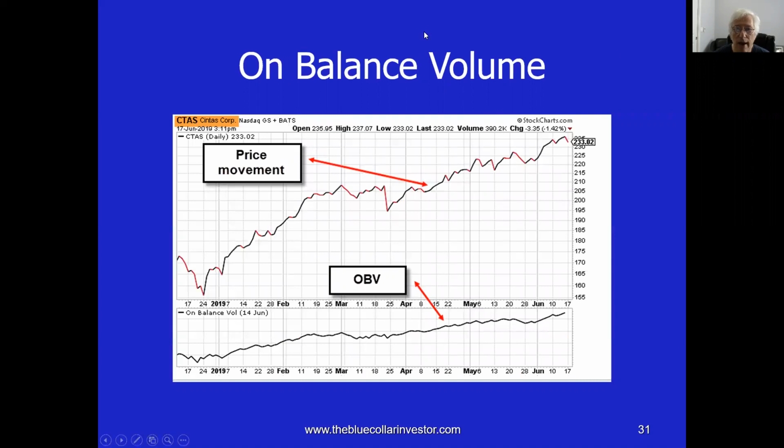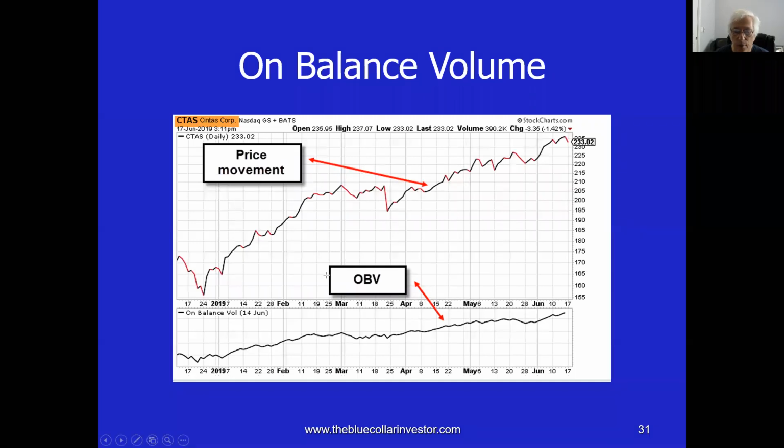Here's a look at the on-balance volume. Remember I told you that we add volume on up days and subtract volume on down days. So the OBV over here, if we see a line that's uptrending, it normally will coincide with an uptrending price of the stock. So it's kind of a bullish confirmation when the OBV is uptrending.